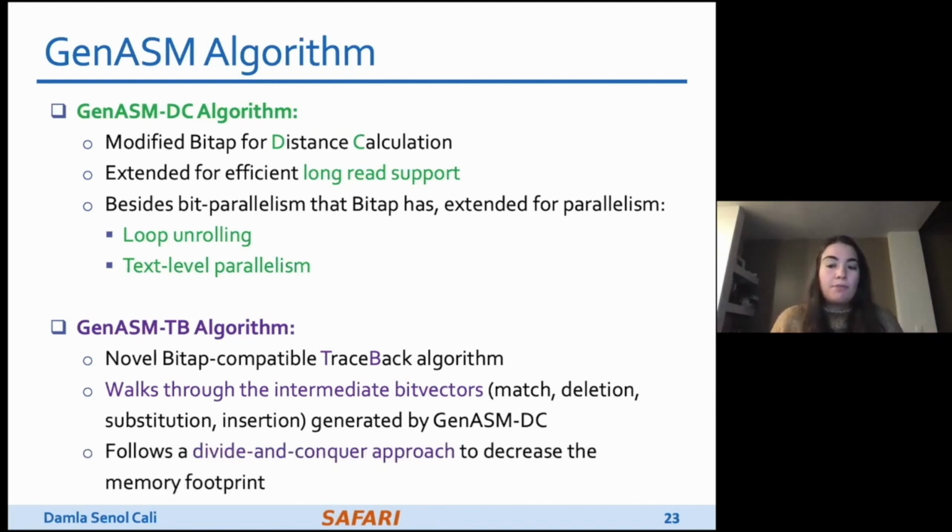In order to decrease the memory footprint of the algorithm, which comes from storing all these intermediate bit vectors for each inner and outer loop iteration, so it is huge, it follows a divide and conquer approach. Here we divide the text and pattern into overlapping windows and perform the traceback computation for each window. After all of the windows' partial traceback outputs are generated, we merge them to find a complete traceback output. So since we are dividing the text and pattern, this helps us decrease the amount of data we need to store as the intermediate bit vectors to perform traceback.